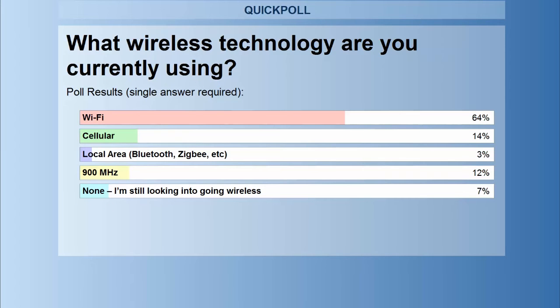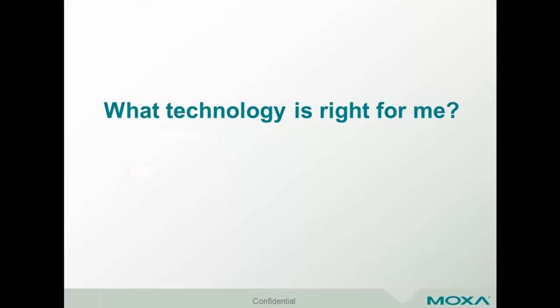All right, thanks you guys for participating in that. As you can see here, Wi-Fi by and large is the one that you guys have been using the most. 64% of you said Wi-Fi is what you're currently using. Coming up second is cellular, and a close third to that is 900 megahertz, followed by a distant fourth, Zigbee. And it looks like about 7% of you are just looking into going wireless. So thanks, guys, for participating.